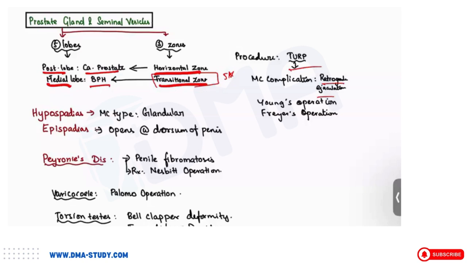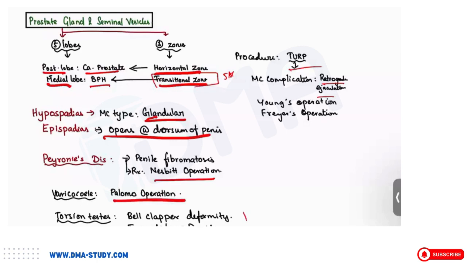Apart from that, in hypospadias the most common type is glandular. Epispadias opens at the dorsum of the penis. If the opening is on the dorsum of the penis, it is epispadias, and if it is on the ventral side, it is hypospadias. The most common type is the glandular one. Then penile fibromatosis, Peyronie's disease, you do the Nesbitt operation. Very, very important. Varicocele, you do the Palomo operation.